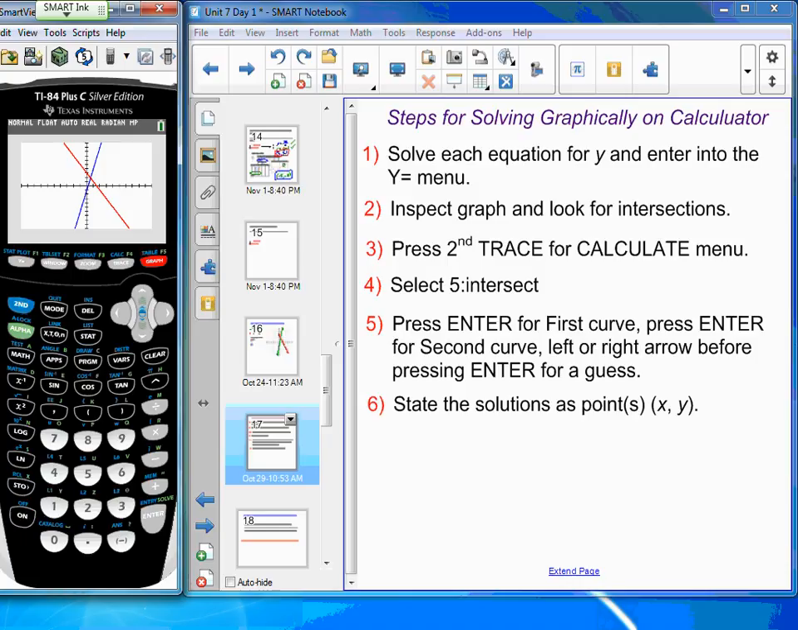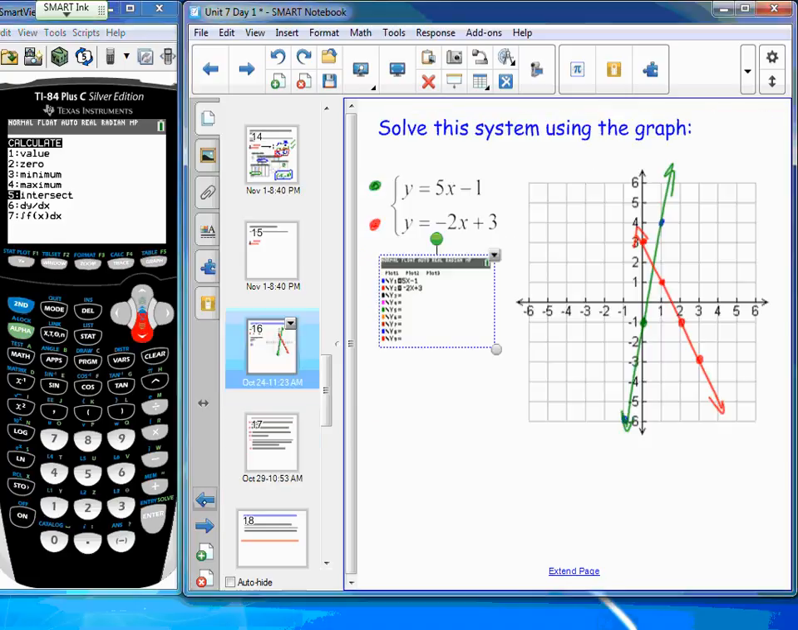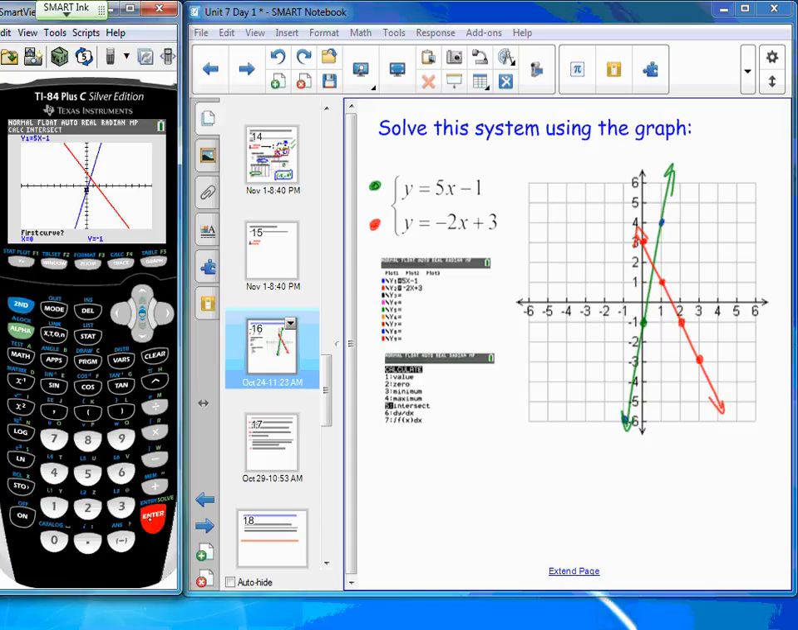So now we'll do second trace for the calculate menu. Everybody find it. So we're going to do second trace. Second trace on the calculate menu, and I want to select the fifth option, intersect. And so we'll go ahead and do second trace intersect. After selecting the fifth option, the calculator asks me for the first curve. Is this blue equation my first curve? Yes, it is. So I'll press enter to tell the calculator, yes, that's what I want you to use for the first curve in my system.